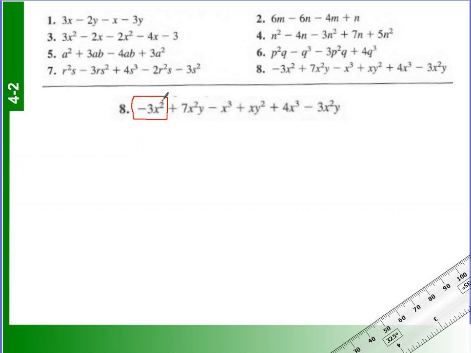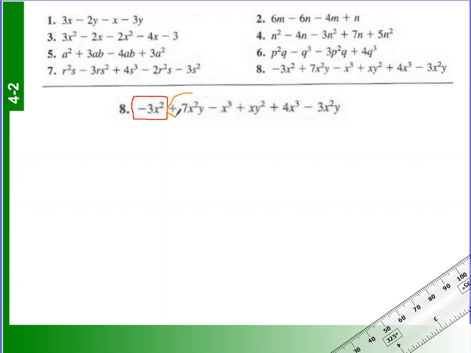Now, do I have any other x squareds with no y's, just x squared? So we have x squared here, but this has a y, so I can't combine that with x squared. I can't combine it with negative 3x. And again, this has x squared y, so that's not the same as x squared. So I have no other just plain x squareds. I have nothing that I can combine it with.